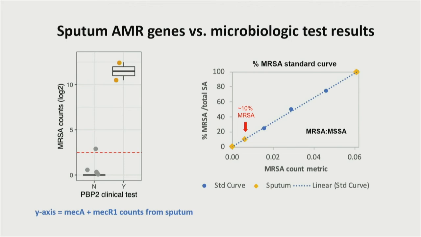Now if you remember the standard curve that Rebecca showed, they were able to do a MRSA count metric. And so up here, 100% of the Staph aureus was MRSA. Over here, from these MSSA patients, 0% of the total Staph aureus was MRSA. Here, this particular one, we estimate that was just above the level of detection based on her standard curve, at approximately 10% MRSA. So what was going on there?